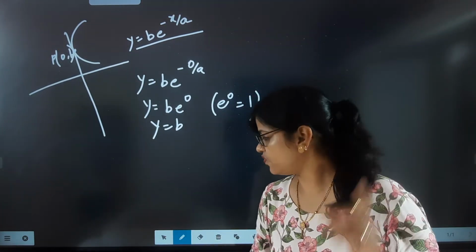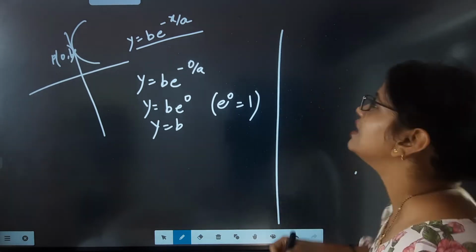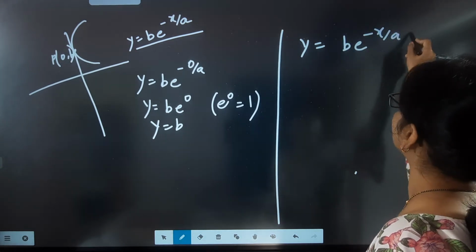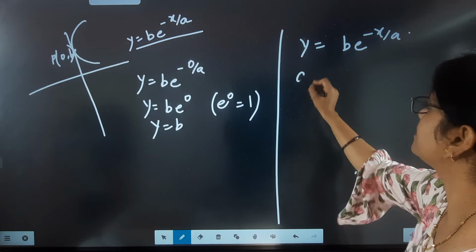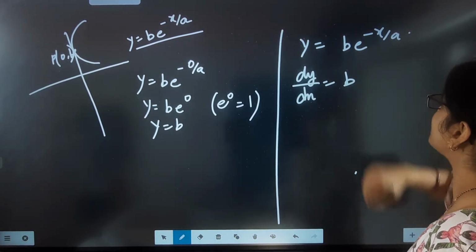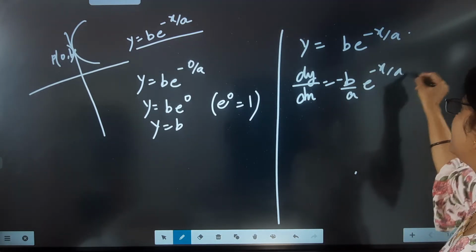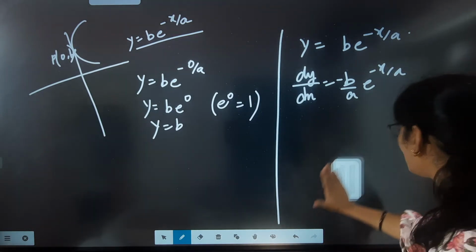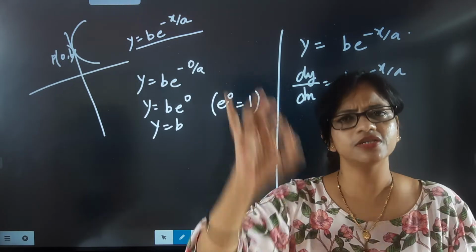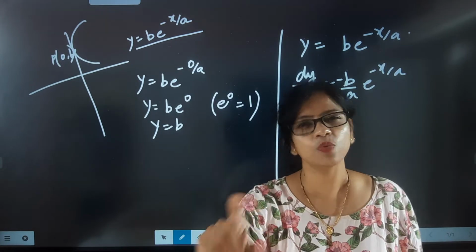So now what do we have to do here? One small work, very small work, that is to differentiate this one. So y equals b e to the power minus x by a. In differentiation, dy by dx: b will be as it is, and e to the power minus x by a will give you minus 1 by a times e to the power minus x by a. Now this will be exactly the slope at a point P. Now we want to get the slope at this point P.